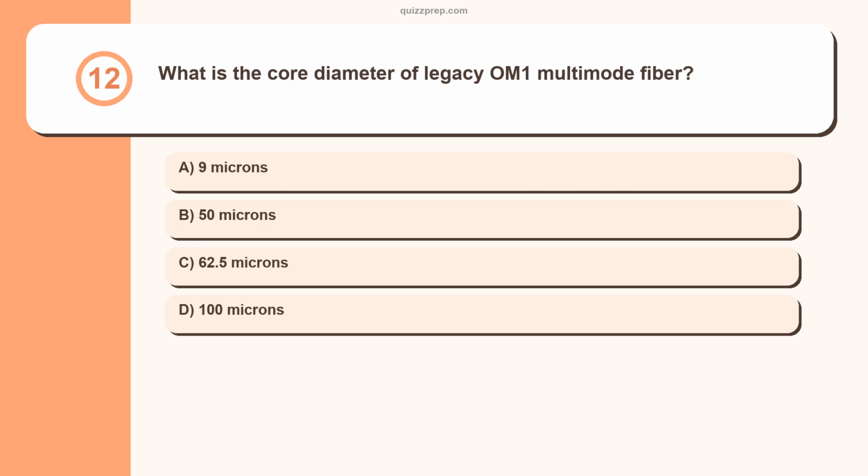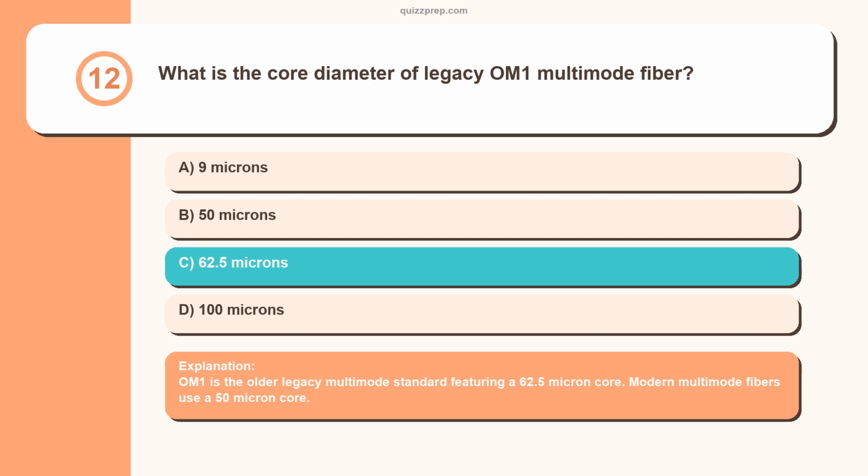Question 12. What is the core diameter of legacy OM1 multi-mode fiber? 9 microns, 50 microns, 62.5 microns, 100 microns. OM1 is the older legacy multimode standard featuring a 62.5 micron core. Modern multimode fibers use a 50 micron core.